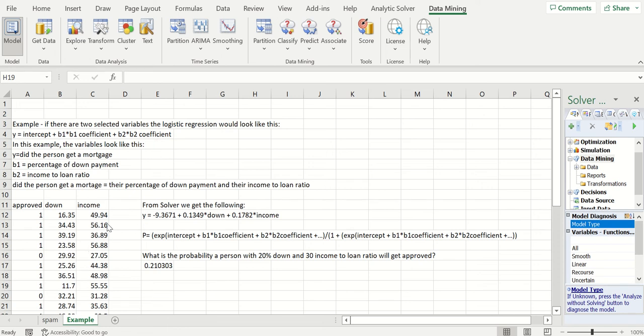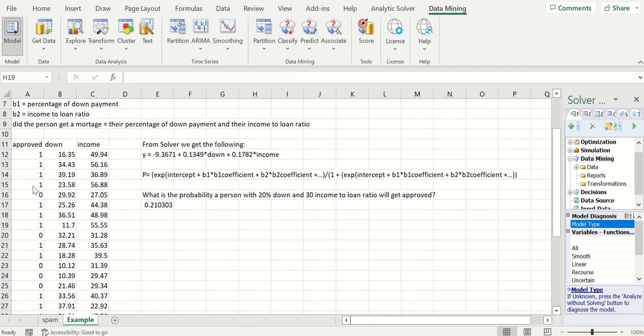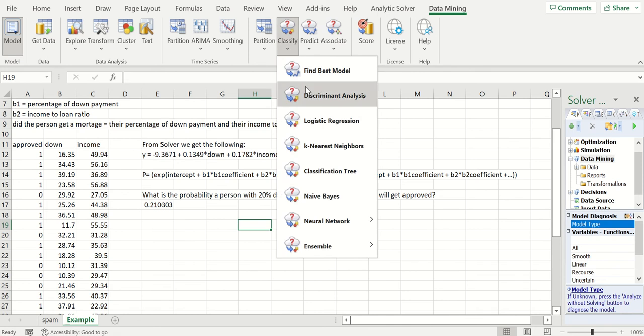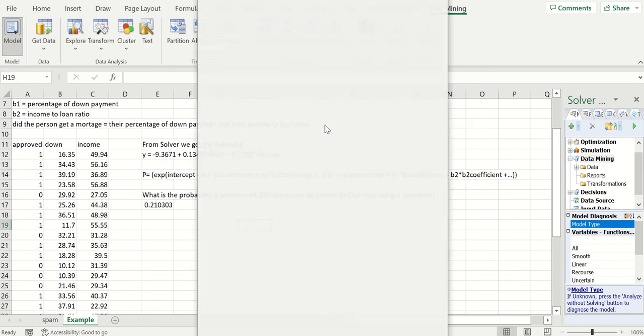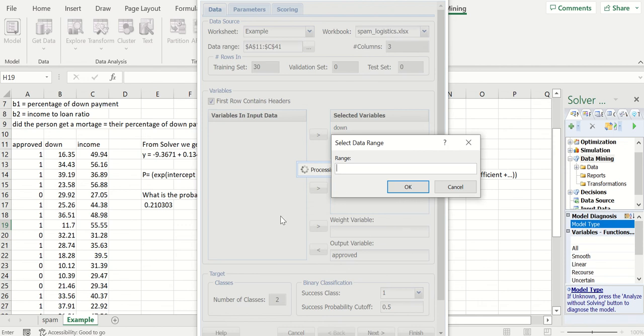So what we're going to do in Solver, what you can see here, is we have a list of somewhere around 30 or so people who have either been approved for a mortgage or not approved. We have their percentage down payment and we have the income. So we're going to go up to Classify, and in Classify we're going to choose Logistic Regression. Choose your range, highlight what you're looking at.